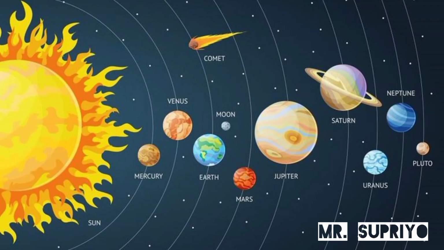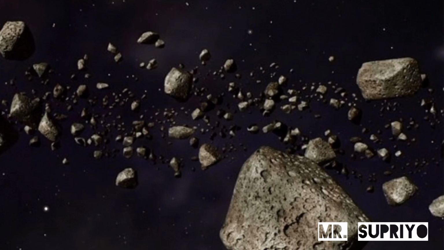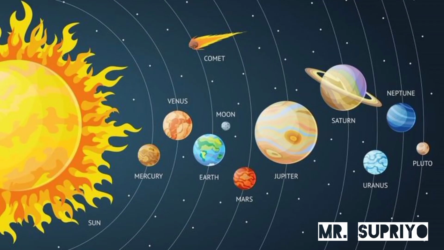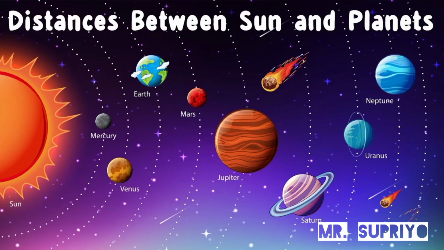Hello everyone. Now I'll discuss the solar system. The sun, 8 planets, satellites and some other celestial bodies known as asteroids and meteoroids form the solar system. We often call it a solar family with the sun as its head. Now you can see the picture of our solar system.